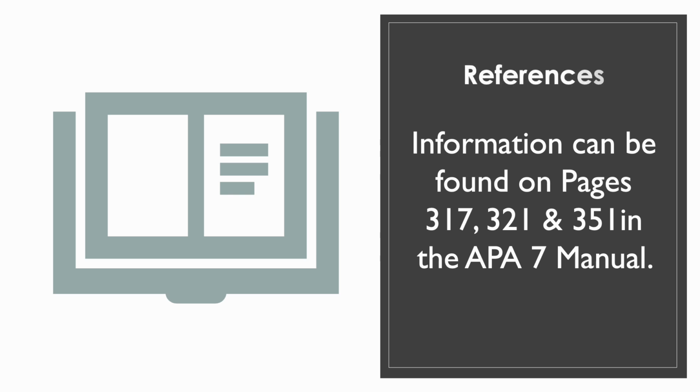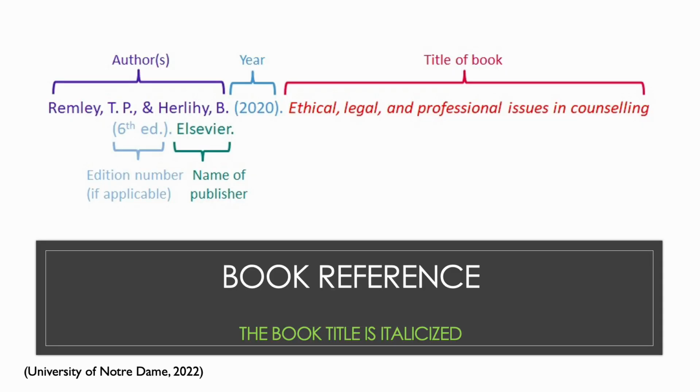The next topic that will be covered is references. More information on references can be found on pages 317, 321, and 351 in the APA 7th edition manual. The first reference that we will be looking at is a book reference.